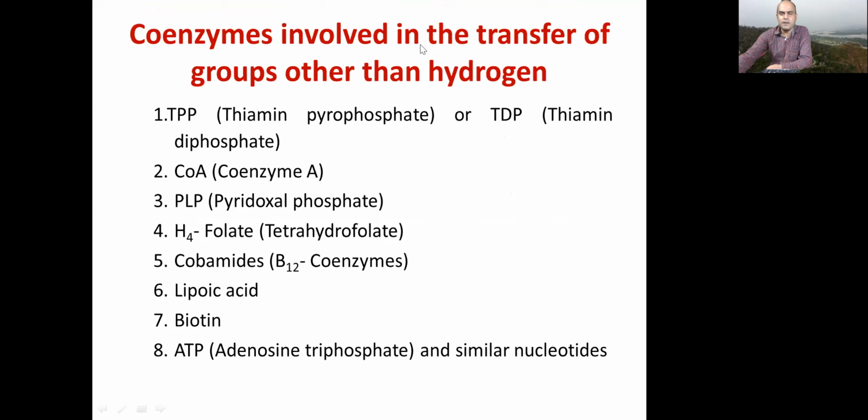Now the coenzymes involved in the transfer of groups other than hydrogen: TPP, that is thiamine pyrophosphate or thiamine diphosphate, TDP. They are involved in the transfer of aldehyde groups. And there is coenzyme A, which is involved in the transfer of acetyl group. Pyridoxal phosphate, PLP, is involved in the transfer of amino group, and so on. These all are the coenzymes which are involved in the transfer of groups other than hydrogen. They transfer different groups.